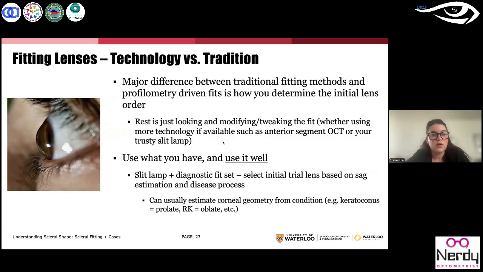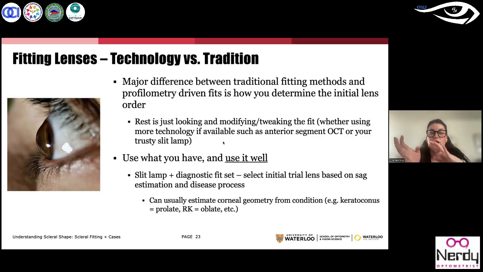So, fitting lenses with technology versus traditional, the major difference is how you determine your initial lens order. Really, the rest of it, you're at your slit lamp, you're looking at the lens fit, you're looking at the eye underneath the lens, you're listening to your patients and their symptoms. And then the rest is just looking and modifying or doing little tweaks. That's what I usually say to my patient: I'm just going to tweak things a little bit.